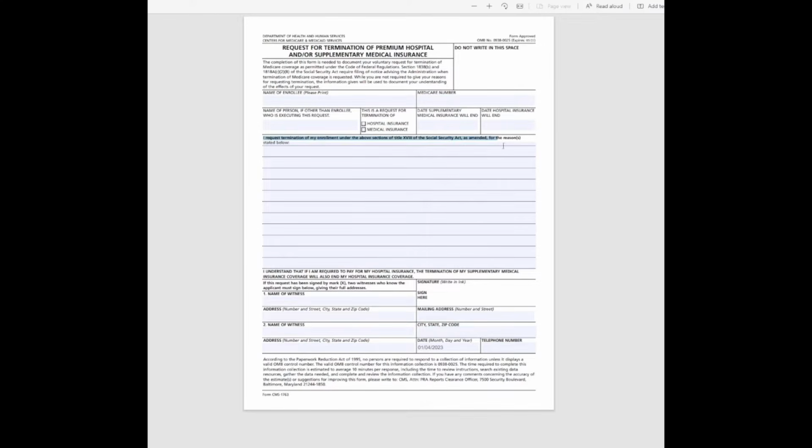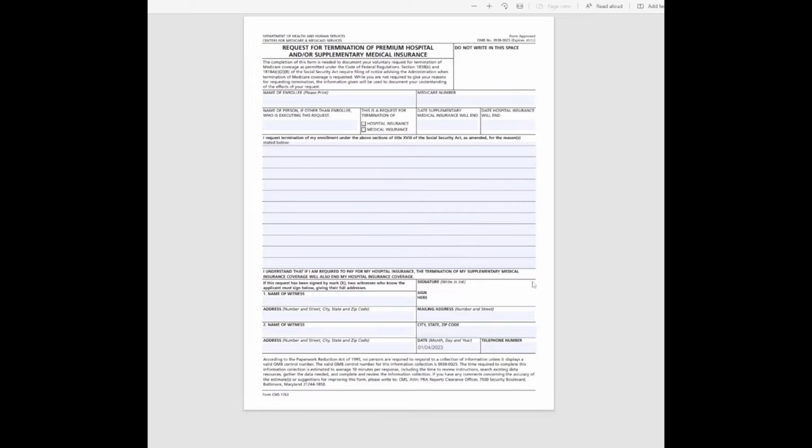You always want to make sure that you articulate in this box right here, where it says, "I request termination of my enrollment under the above sections of Title 18 of the Social Security Act as amended for the reasons." Title 18 is Medicare specifically. You always want to articulate the reason why you're doing it in the event that Social Security drops the ball, and for whatever reason they mess up, whatever the case may be.